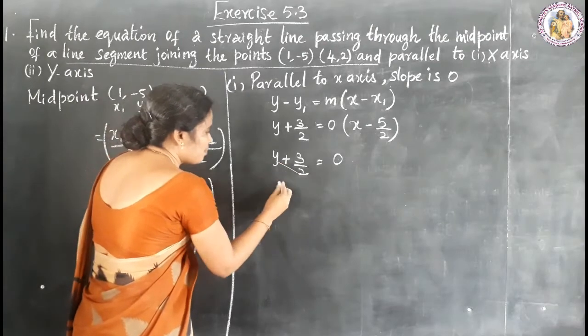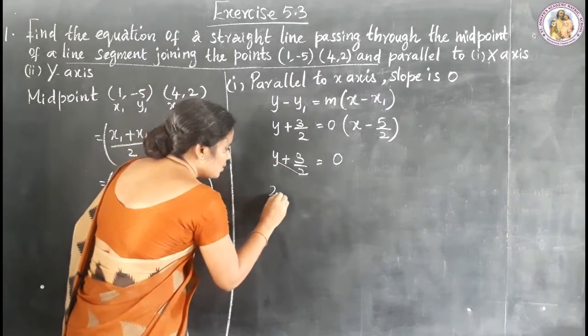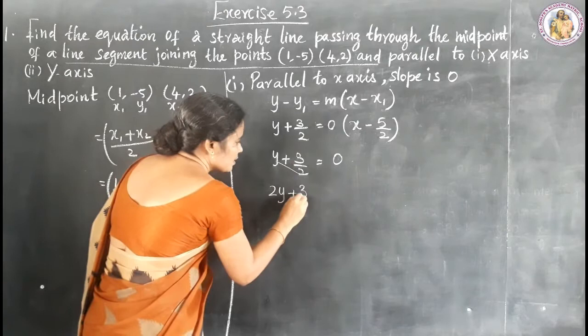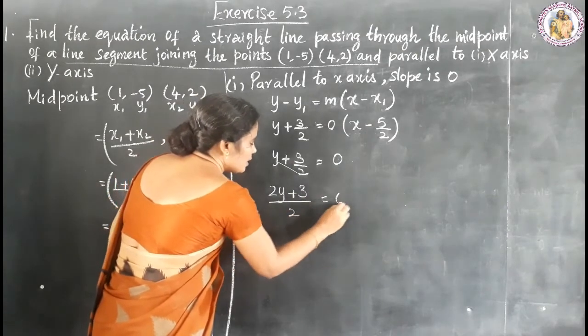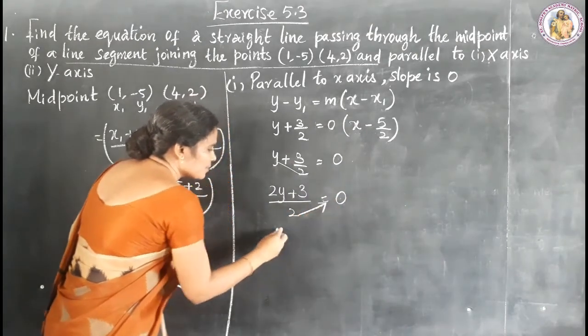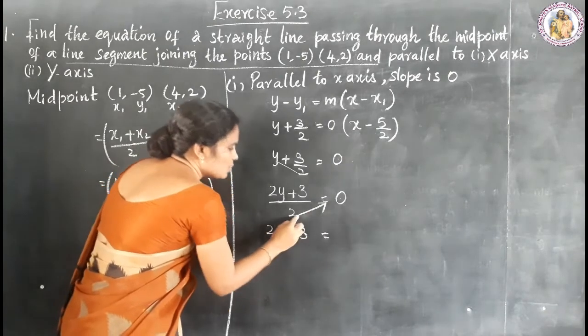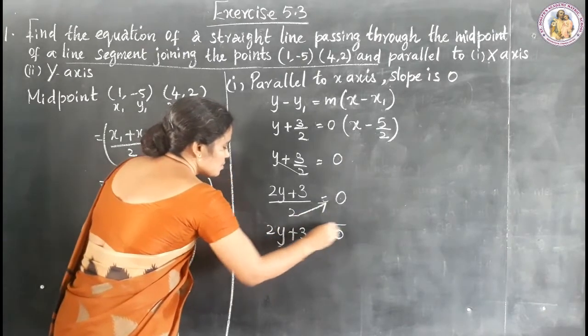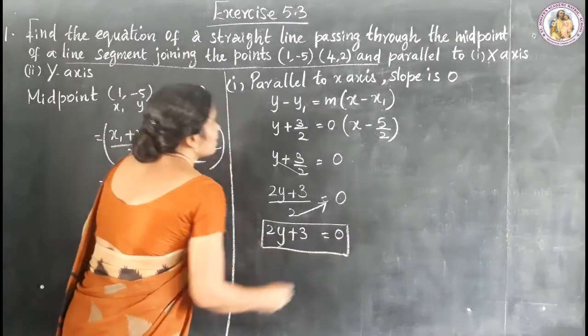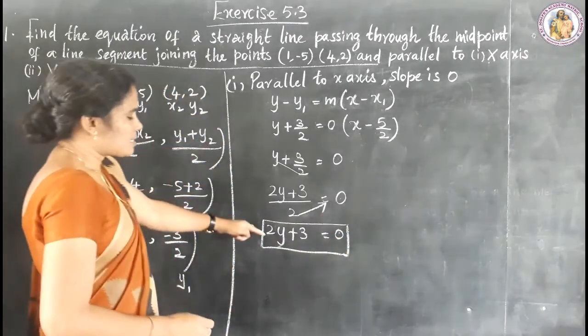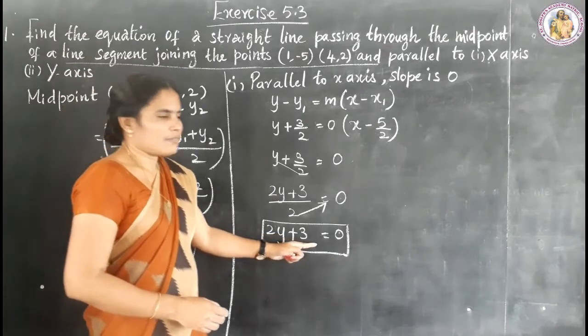Now multiply by 2. So 2y plus 3 divided by 2 is equal to 0. Now multiply, so 2y plus 3 is equal to 2 into 0, it is 0. So therefore, the line parallel to x-axis is 2y plus 3 is equal to 0.